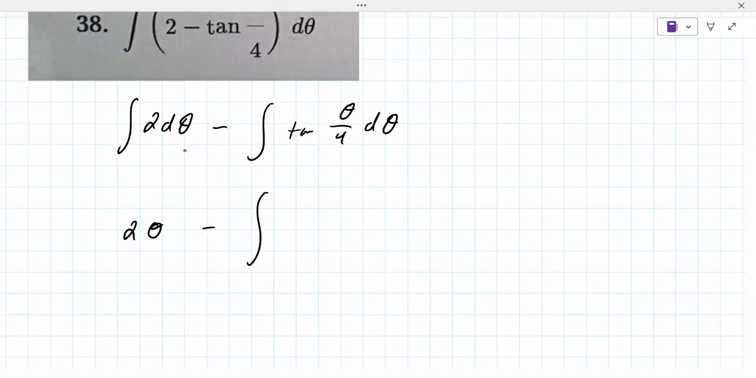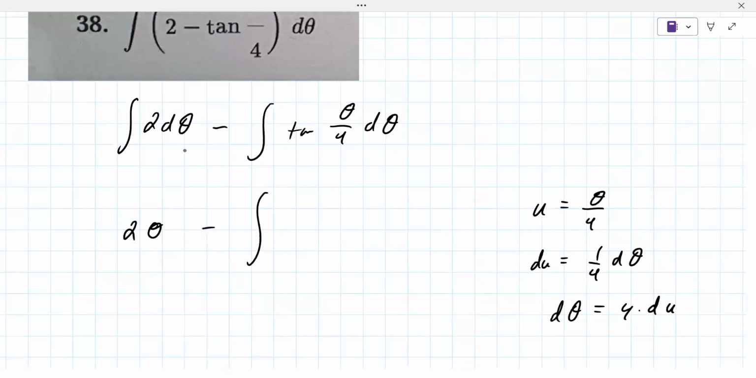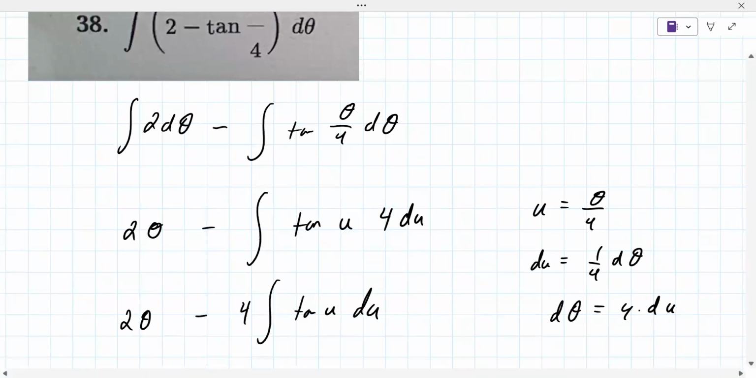Now on the right here, we're going to make a u substitution. U is theta over 4. Du is 1 over 4 d theta. D theta is 4 times du. Tangent of u, 4 du. So this becomes 2 theta minus 4 integral tangent u du.